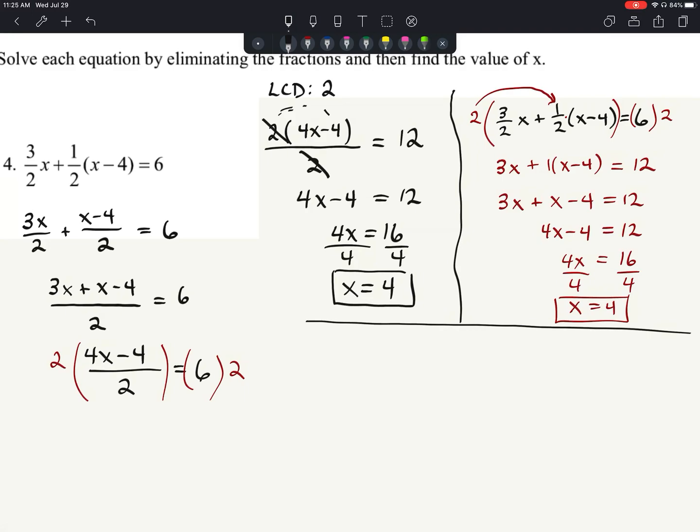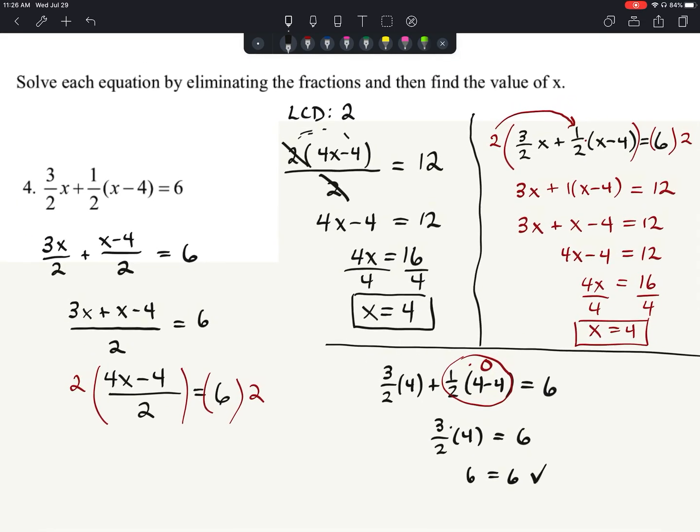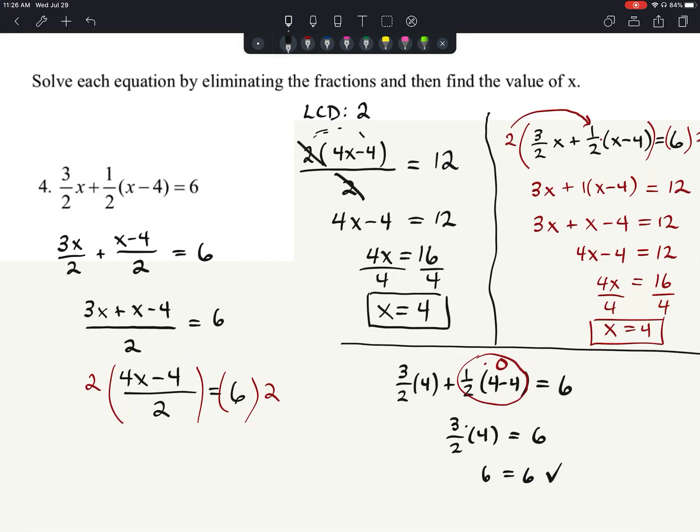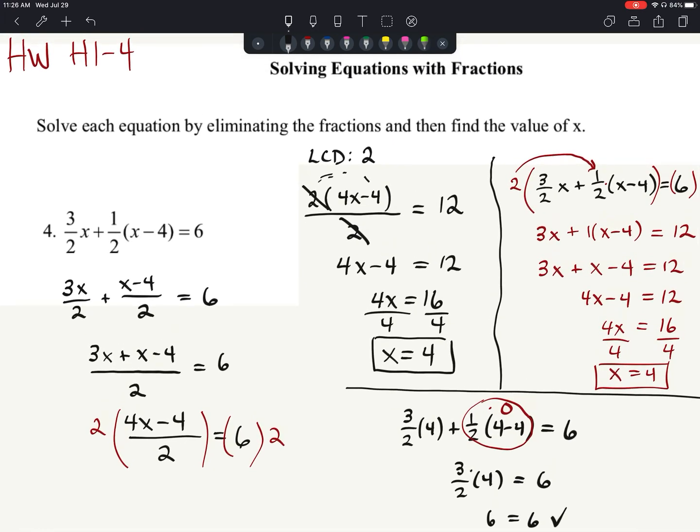Let's plug in. We've got 3/2 times 4 plus 1/2 times 4 minus 4 equals 6. Well, already here we know that this is going to end up being 0, and 0 times 1/2 is going to make all of this 0. So what we're looking at here is 3/2 times 4 should equal 6. Well, 4 times 3 is 12, divided by 2 is 6, and we know that we are correct. So the answer for number 4 is 4 from worksheet H1-4.